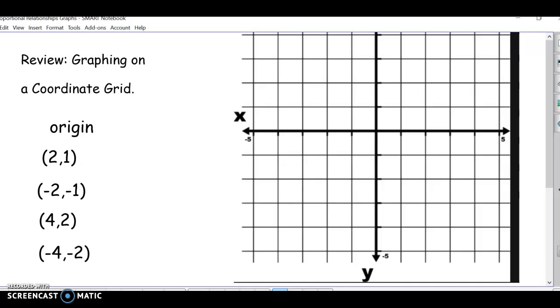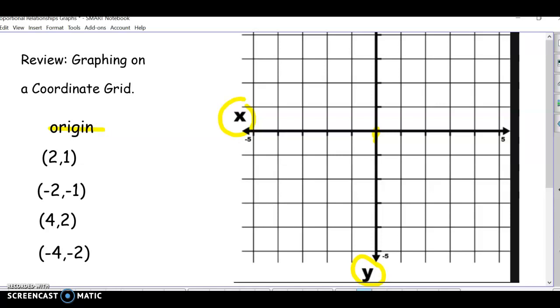All right, so when we're graphing, we hopefully all remember that we have the x and the y-axis, and this point where they intersect, there we go, is the origin. All right, so that is the origin. That's very important to remember that.